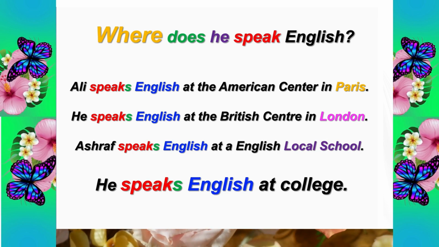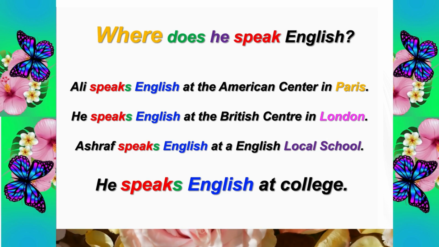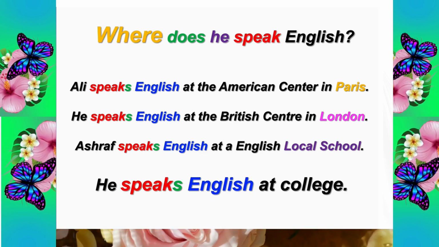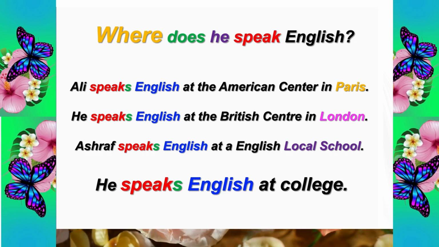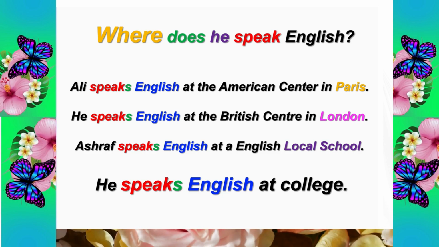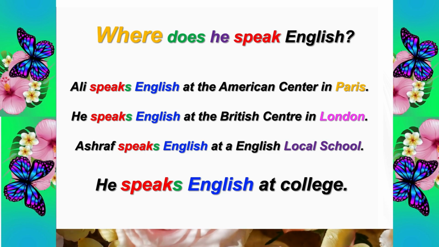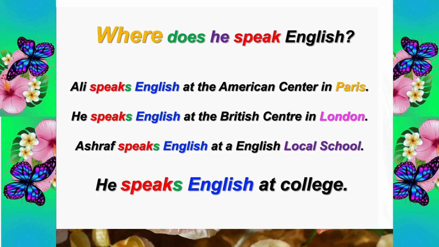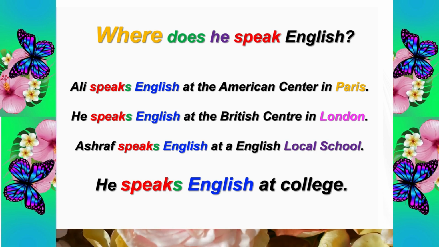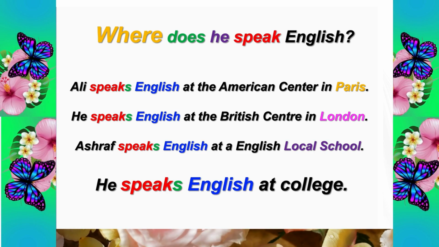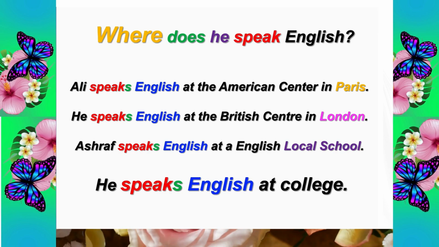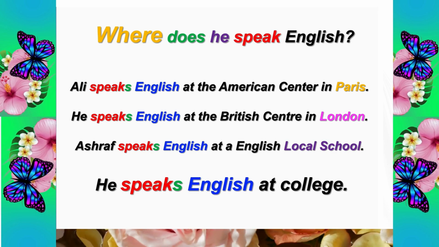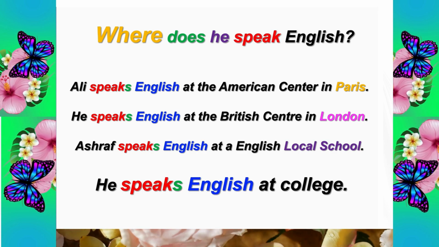Where does he speak English? Ali speaks English at the American Center in Paris. He speaks English at the British Center in London. Ashraf speaks English at an English local school. So we have an N missing: at an English local school. He speaks English at college. Let's continue.